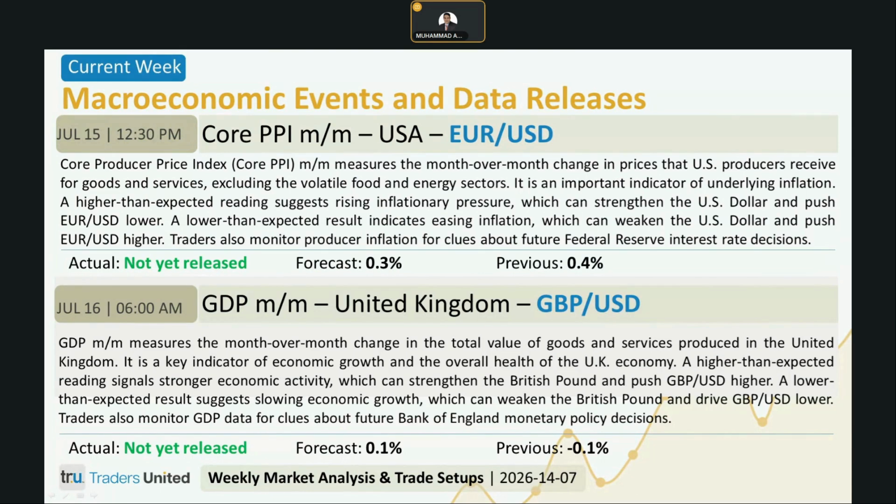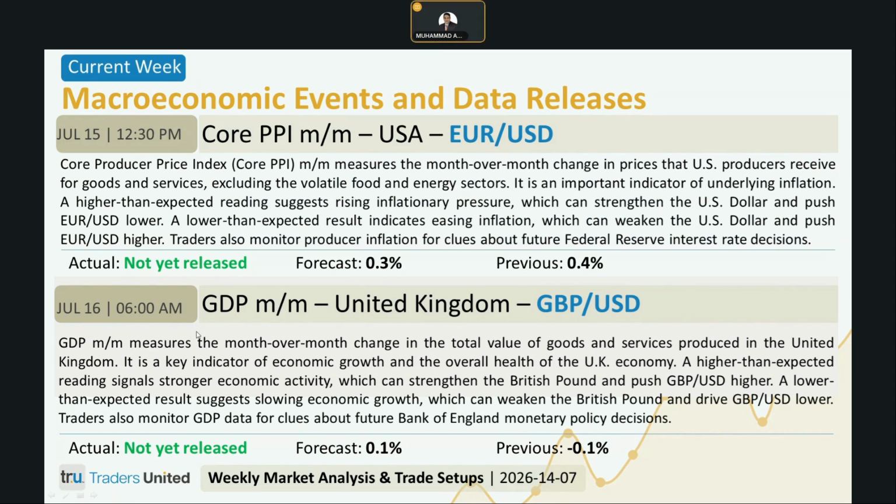As far as the trading outlook is concerned, the short term bias is neutral. I will discuss more in detail when we do the technical analysis in few minutes time. So the final key takeaway is the euro dollar traders will closely watch the US core PPI report for fresh clues about inflation and future Federal Reserve policy. A higher than expected reading could strengthen the US dollar and push euro USD lower. A weaker reading could weaken the dollar and support the euro dollar currency pair.